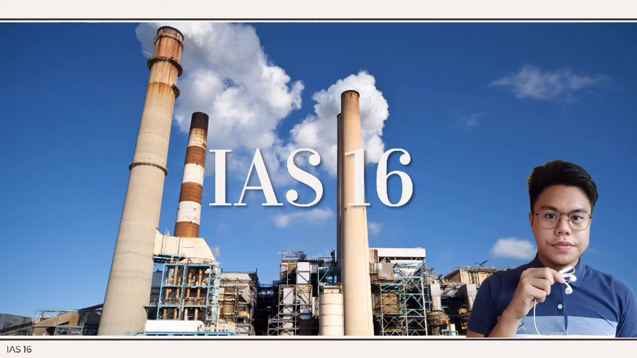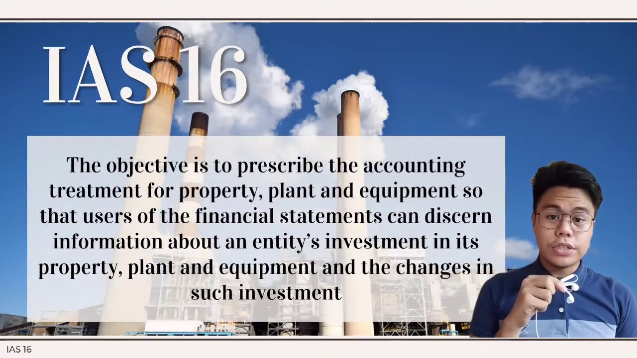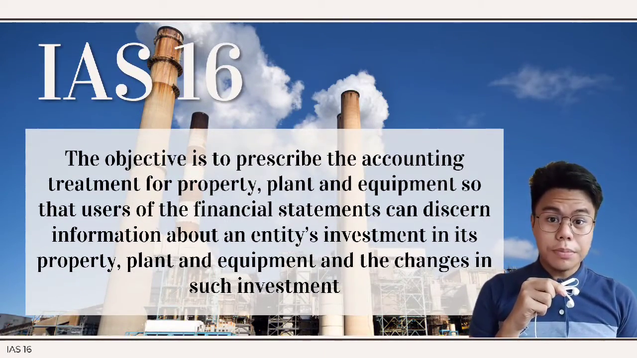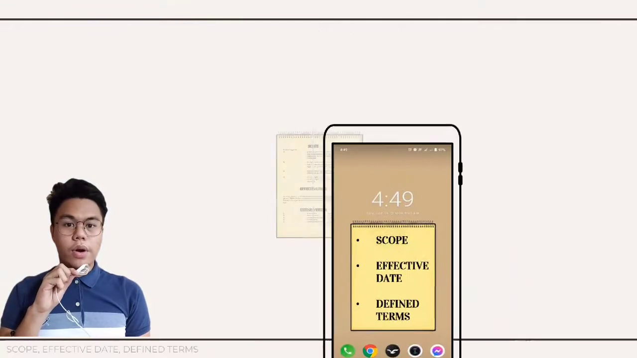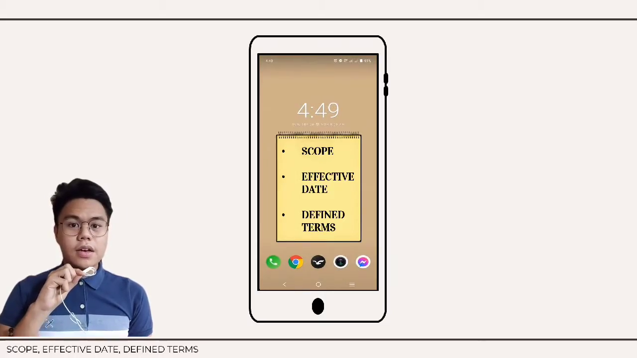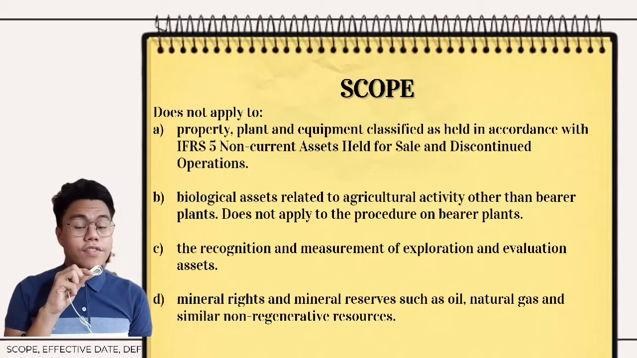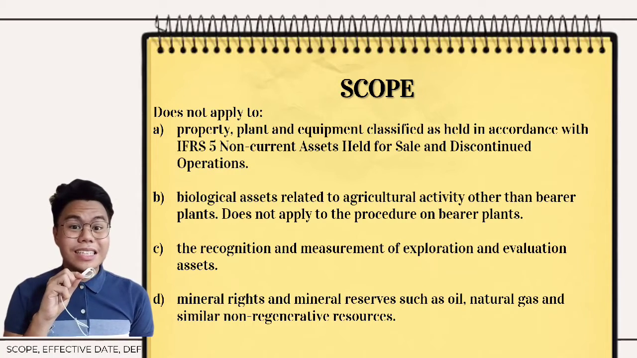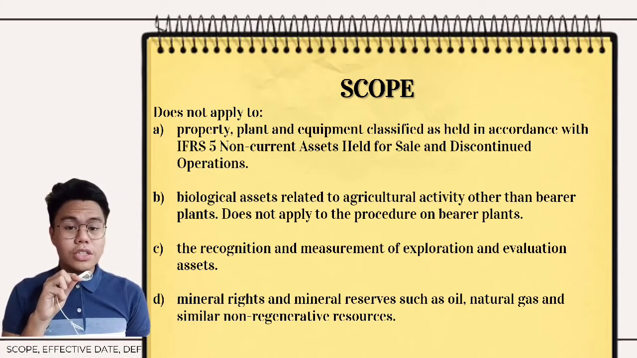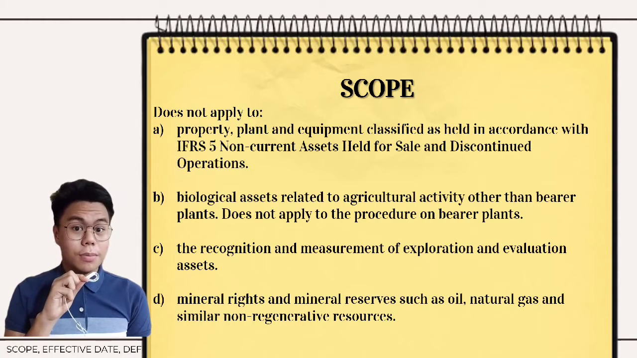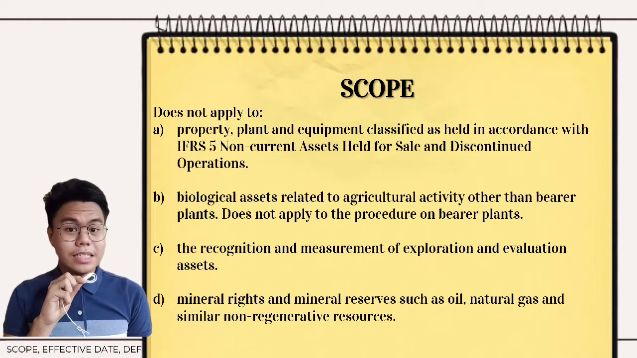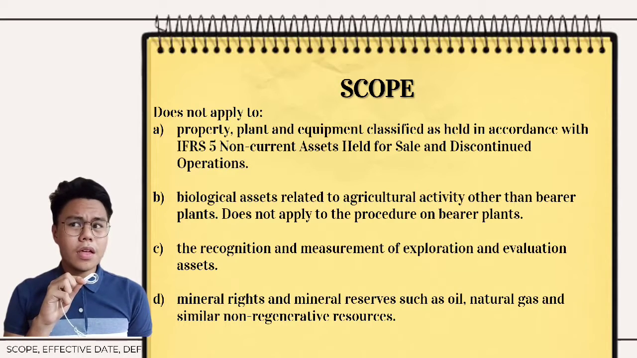These objectives are in line with International Accounting Standard number 16, which is to prescribe the accounting treatment for property, plant, and equipment. However, please bear in mind that this standard is subject to exceptions. Firstly, property, plant, and equipment classified as held in accordance with International Financial Reporting Standard number 5, non-current assets held for sale or discontinued operations.